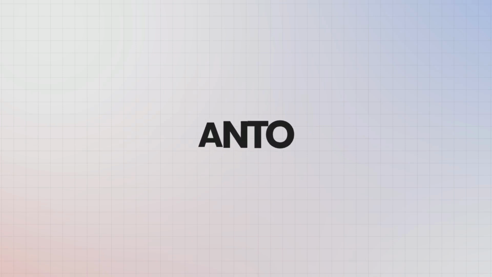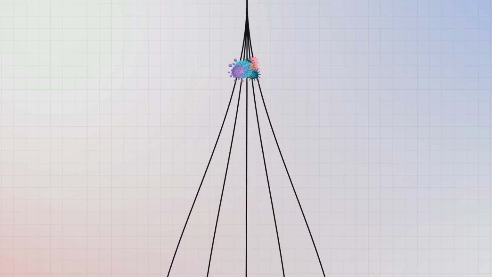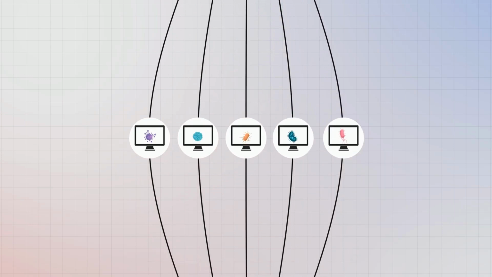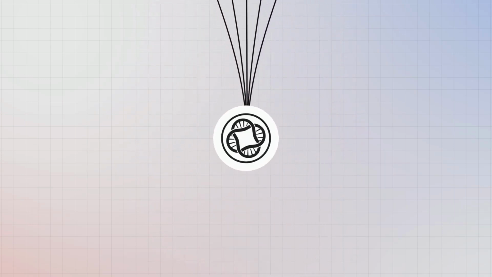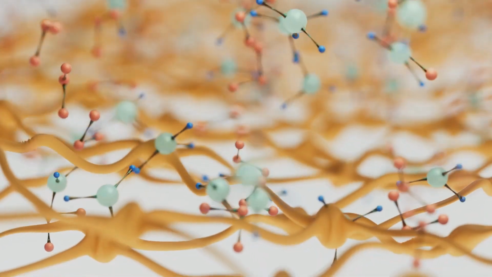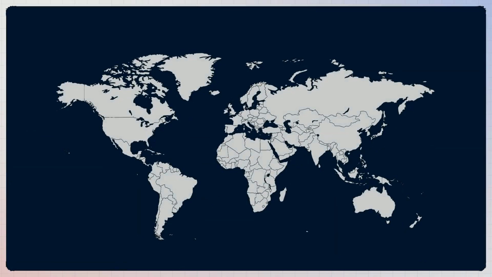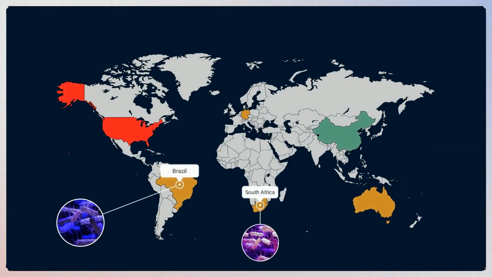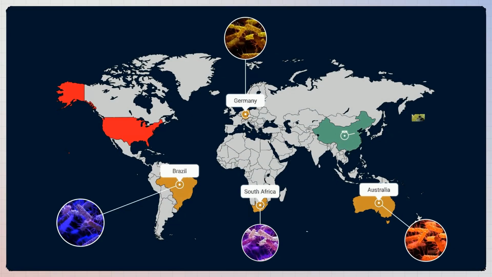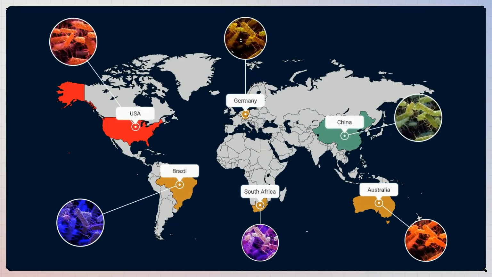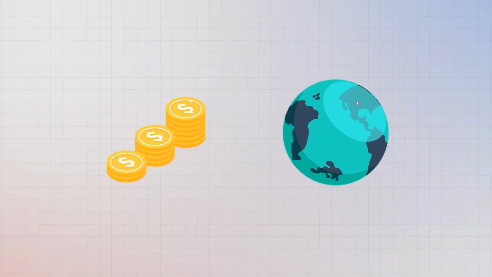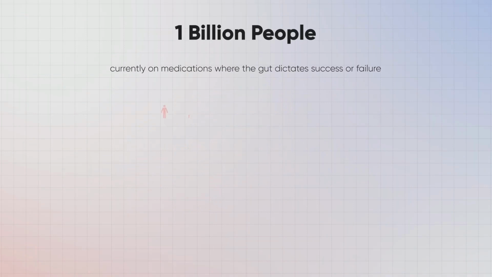We're Anto, and we're making the microbiome computable. The trillions of microbes inside us explain who responds to a drug and who doesn't. Same molecule, different outcomes. We caught a cancer drug that worked in China but failed in US trials. Same molecule, different microbiomes. $1 billion lost. And this isn't an isolated story. It happens all the time.